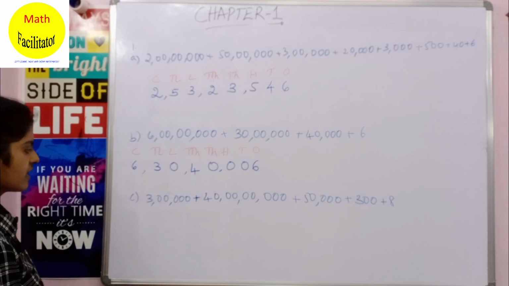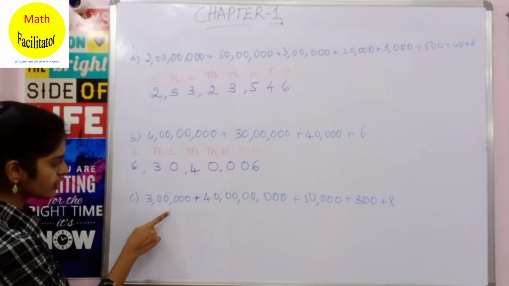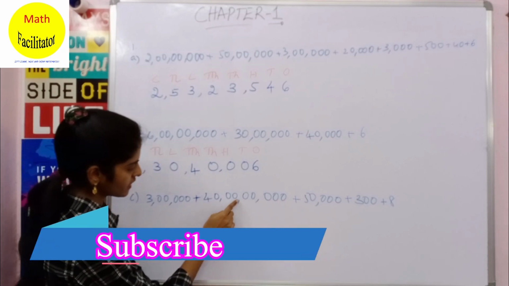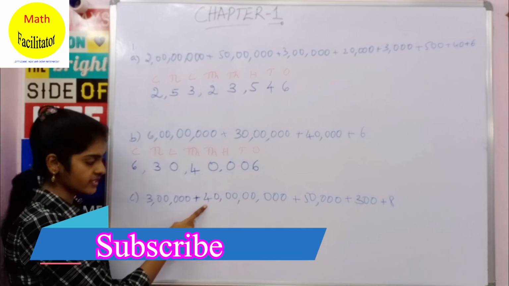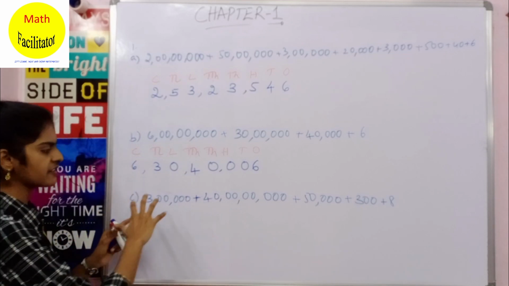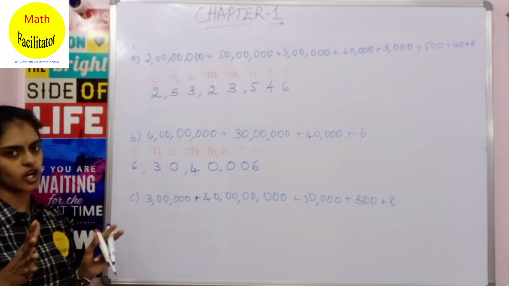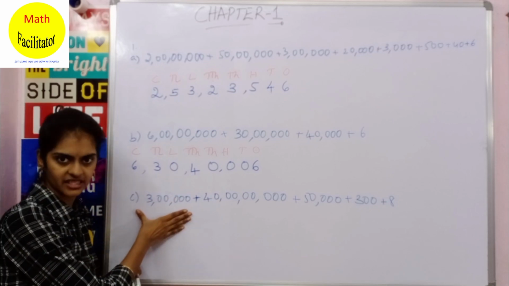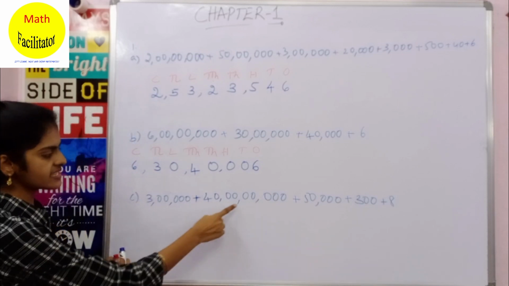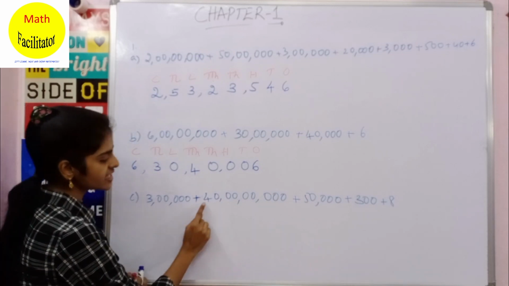Clear? Now in the next question, see you have 3 lakhs here, you have ones, tens, 100, 1000, 10,000, lakhs, 10 lakhs, crores, 10 crores. So that means this is 40 crores. Sometimes to confuse they will give you in this way. It is not necessary that the bigger number is written first, so you have to always check. Now this is the bigger number and it is 40 crores.